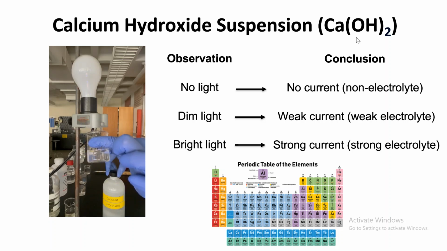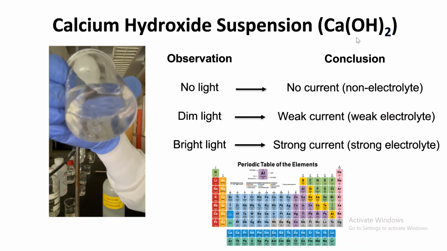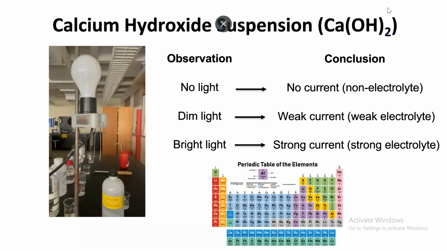Let's test its conductivity, and notice it does not conduct electricity, which is interesting. Calcium hydroxide, even though it is a strong base, does not conduct electricity. The metal and the nonmetal are so tightly bound that they do not break apart when they go inside of water. So based on our observation, it's no light, no current, it's a non electrolyte.